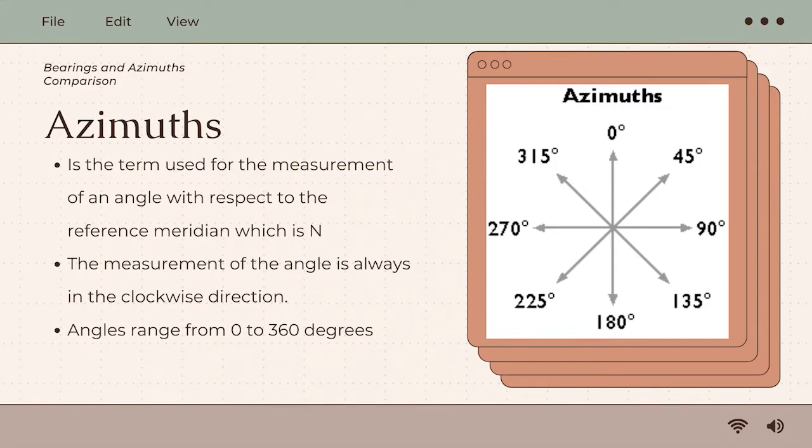In the next slide, we are going to be talking about azimuths. Azimuth is the term used for the measurement of an angle with respect to the reference meridian, which is north. The measurement of the angle is always in the clockwise direction, and the angles range from 0 to 360 degrees.